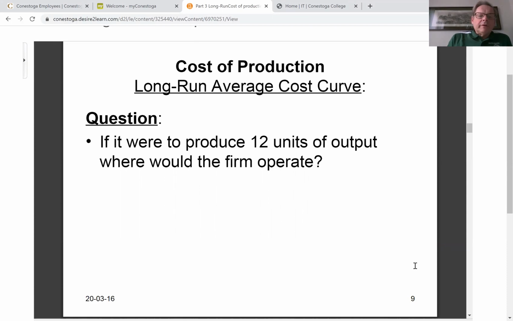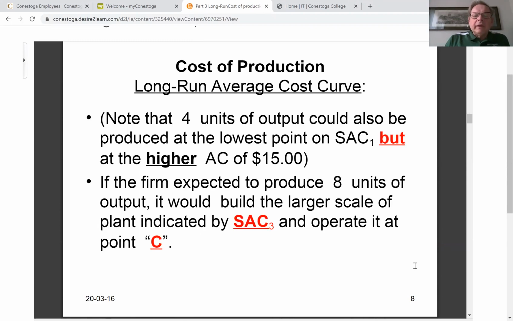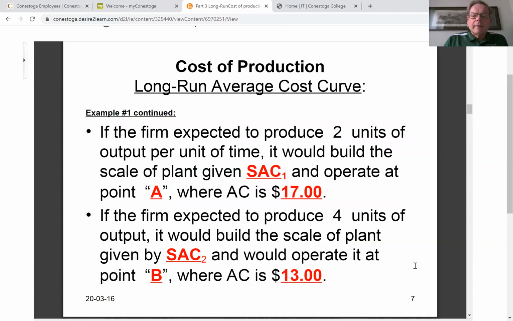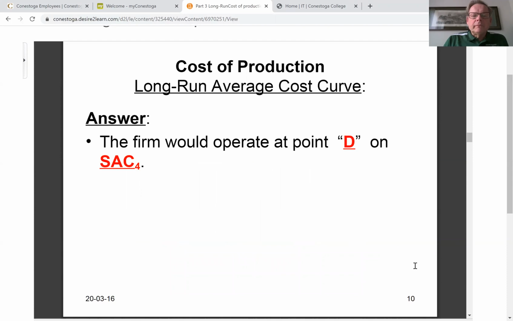So if they were to produce 12 units of output, where would the firm operate? Well, if you go back to the table, producing 12 units, plant number 1 does not come into play. Plant number 2 does not come into play. Plant number 3 does not come into play. So if you're building 12 units of output, you would operate at that level at $12 right there. So the firm would operate at point D on the graph on short run cost curve number 4.